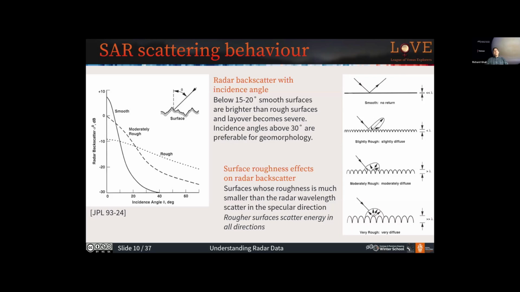But in Magellan and in a number of other radar systems, we don't always have the choice of controlling that. And so there are Magellan images that are in the 25 or even the 20 degree range, which look very different, even compared to lower latitudes where the range is more normal.